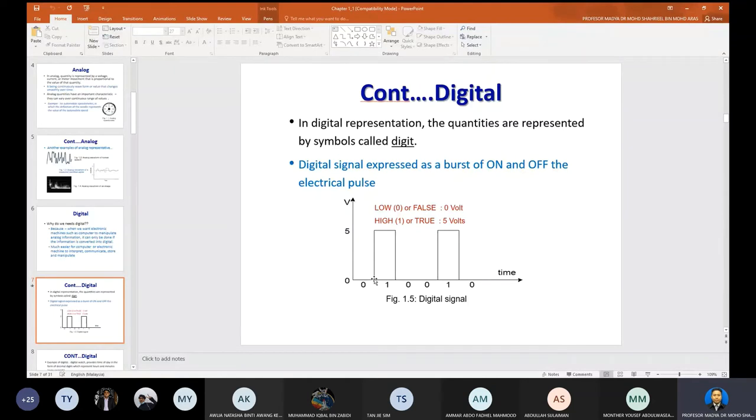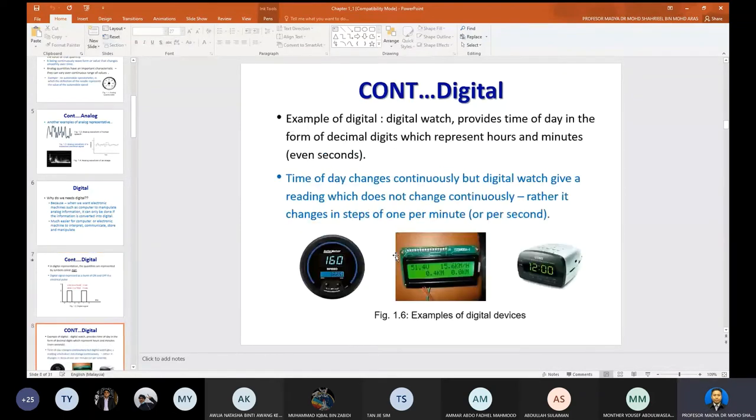So maybe they have the overshoot here, the overshoot signal here, and also we have the undershoot here, and also we have the rise time here. So this signal is not smooth like this. I will show after this. Okay, this is some example of the digital signal.